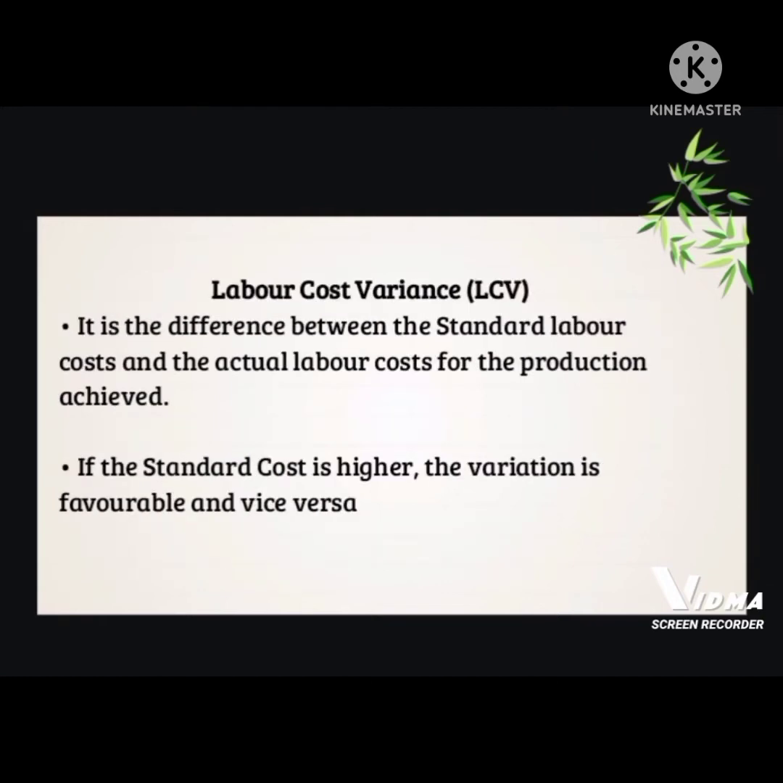Labor cost variance. It is the difference between the standard labor cost and the actual labor cost for the production achieved. If the standard cost is higher, the variance is favorable and vice versa. The labor cost variance formula is standard labor cost for actual output minus actual labor cost, or standard hours into standard rate per hour minus actual hours into actual rate per hour.